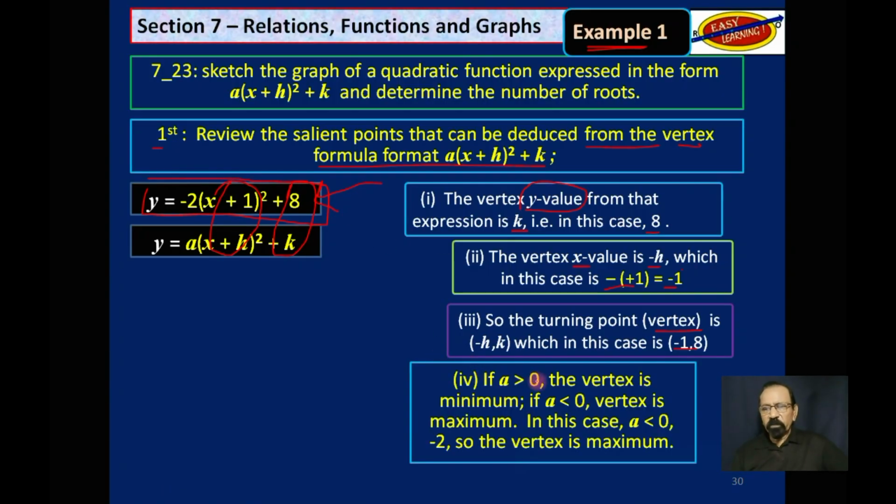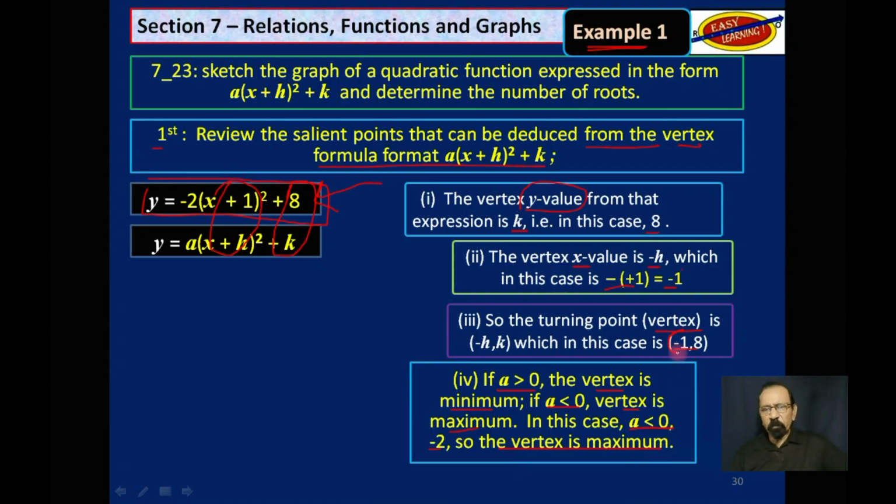Now, we also need to know if this is a maximum or a minimum point. Now, if a is greater than 0, the vertex is minimum. If a is less than 0, the vertex is maximum. In this case, since a is less than 0, it is actually negative 2. The vertex is maximum.